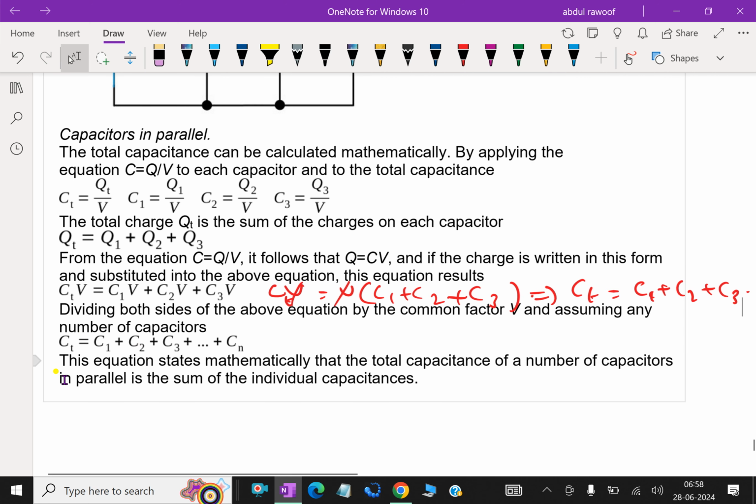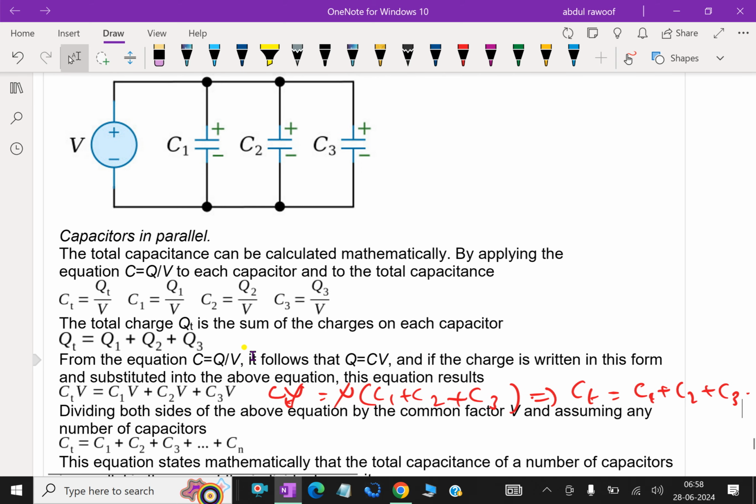If the number of capacitors increases, the C total also increases, that is C1 plus C2 plus C3 up to Cn. This equation states mathematically that the total capacitance of capacitors in parallel is the sum of all individual capacitances.